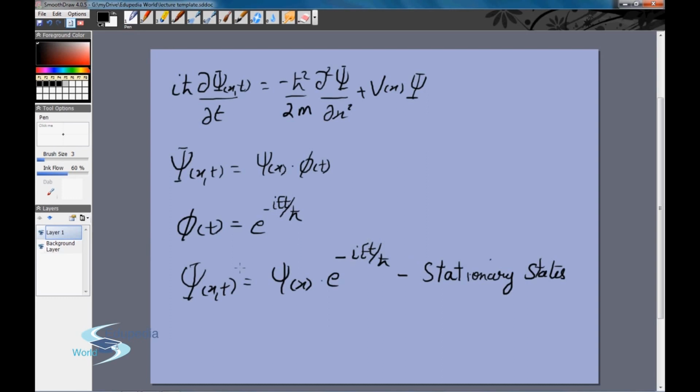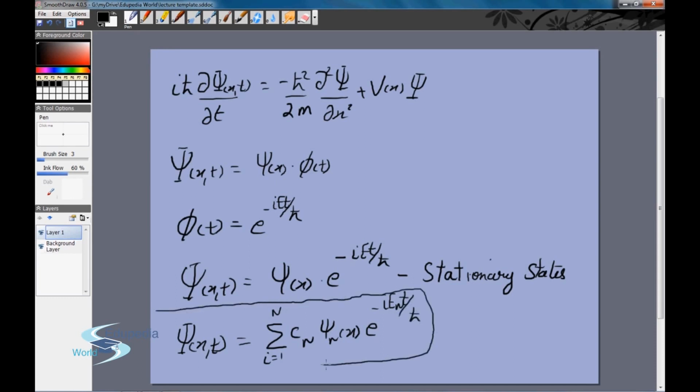Finally, the net complicated solution, which is not separation of variables, is given by the summation from i equals 1 to n of Cn, a linear combination of all of these states, psi n of x e to the power minus i En t by h-bar. And this is how you have been able to solve the Schrodinger equation, the time-independent Schrodinger equation.